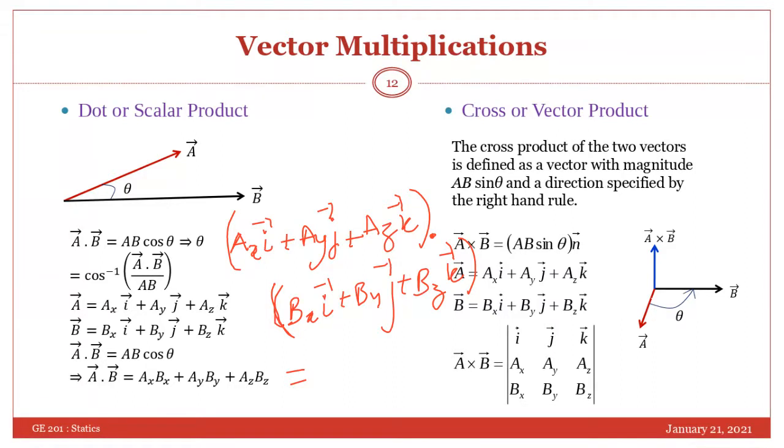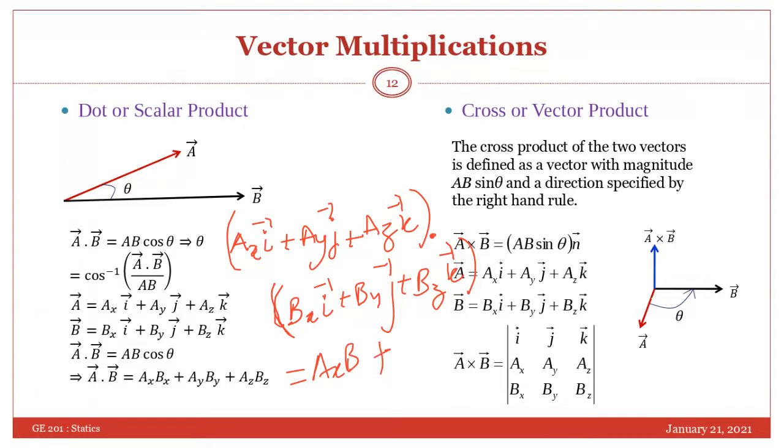So this is the 3 term and this is the 3 term. When you start with axi and multiply it with bxi, ax into bx will be the scalar value, and i dot i, because it's a dot multiplication, will also be 1. So your answer here will be ax into bx.